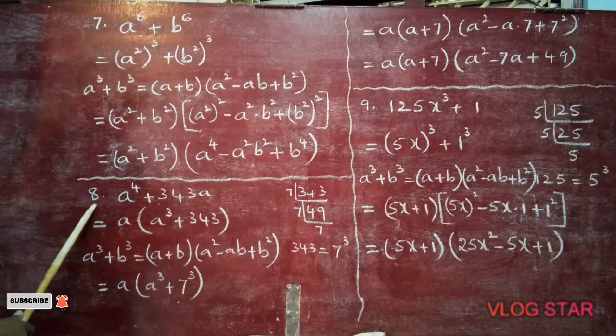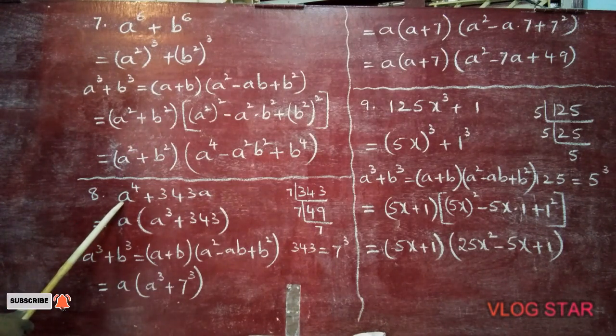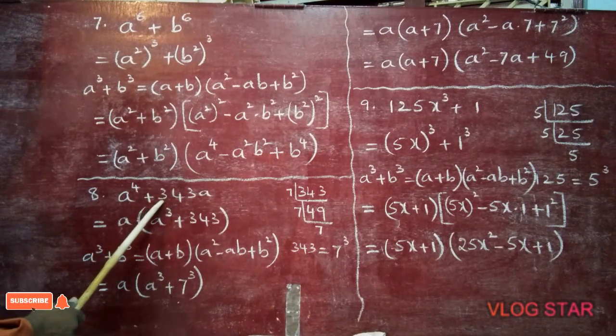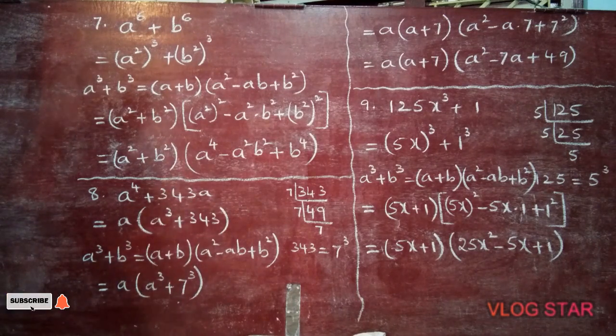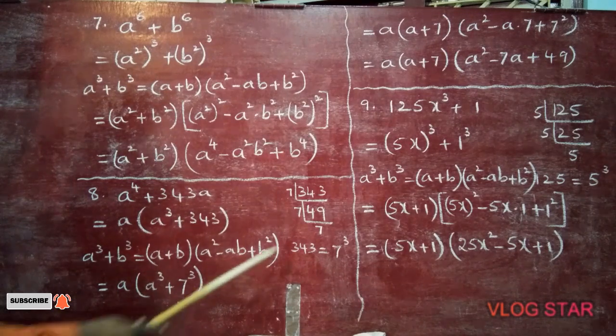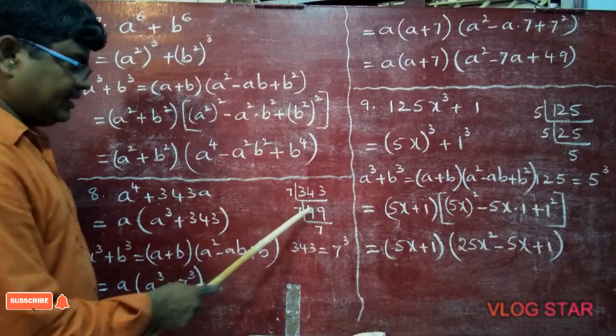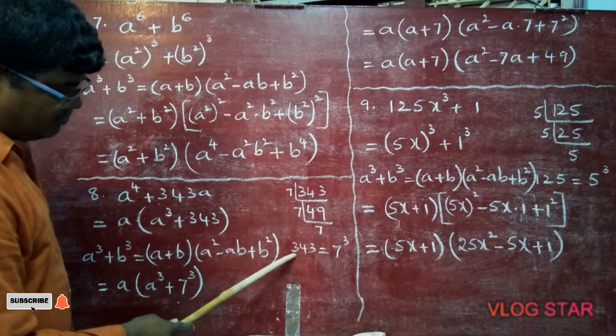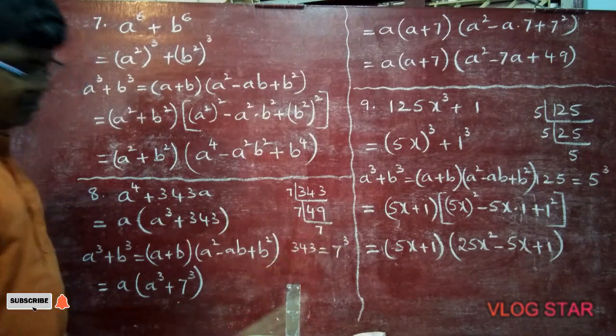Next, eighth problem. A to the power of 4 plus 343a. A we can take common from the first two terms. If we take a common, then here one a will be reduced, one power. So a cube plus 343. Find factors for 343. 7 table goes 49 times. 7 sevens are 49. So in the place of 343, write 7 cube.